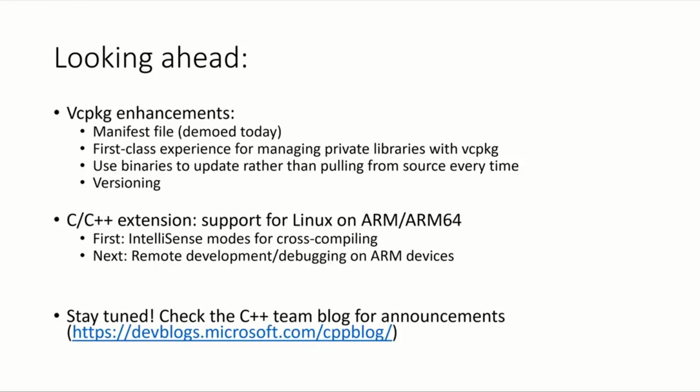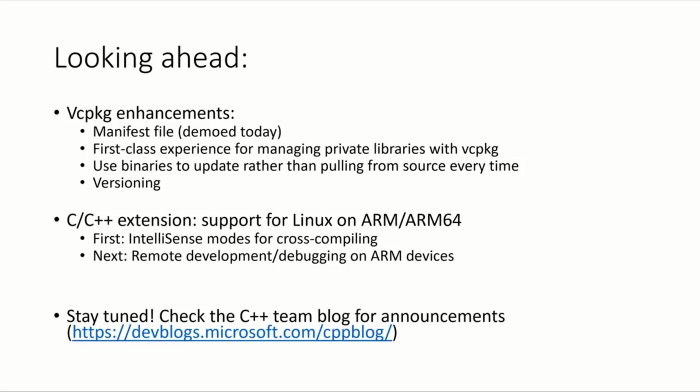Customers will also be able to bring in additional libraries outside of what's supported in the catalog. vcpkg will use binaries to update rather than pulling from source every time, and we also will support versioning, which means you can specify exactly which version of a package you would like to use. So if your project has a dependency on an older version of a package, that's fine, you'll be able to use that. As for the C++ extension, we're currently working on support for Linux on ARM and ARM64 devices.